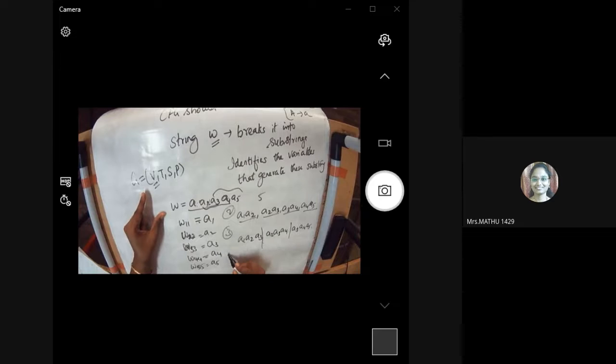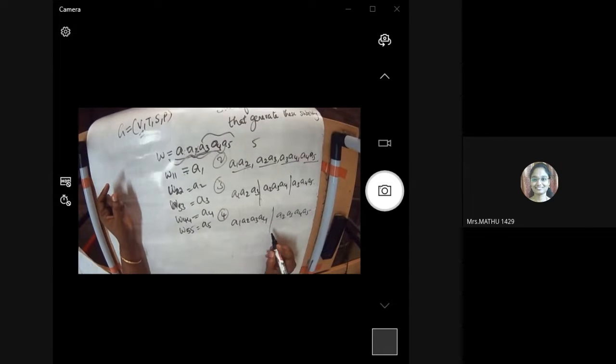Similarly you can divide it into four length substrings: A1, A2, A3, A4. This is one substring, and then A2, A3, A4, and A5 is another substring. Then finally, all together is a substring. The string itself is a substring.